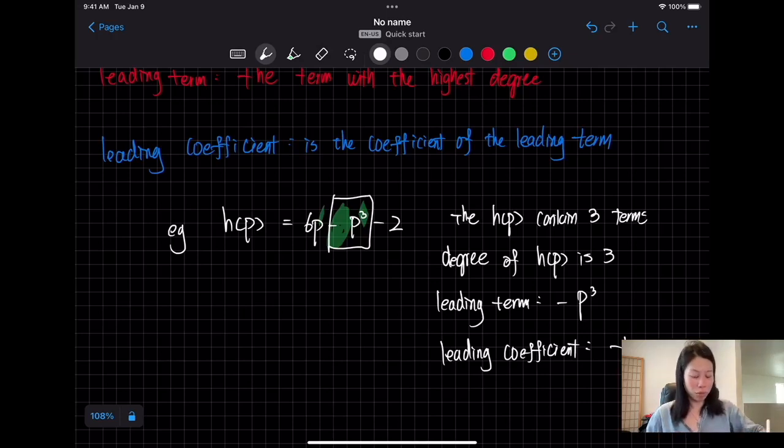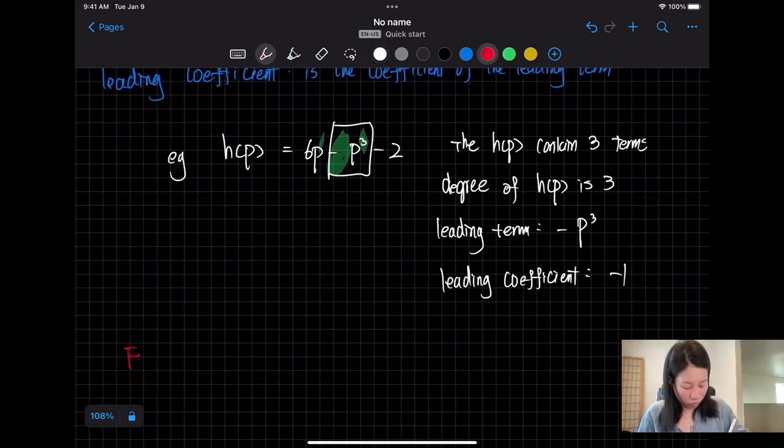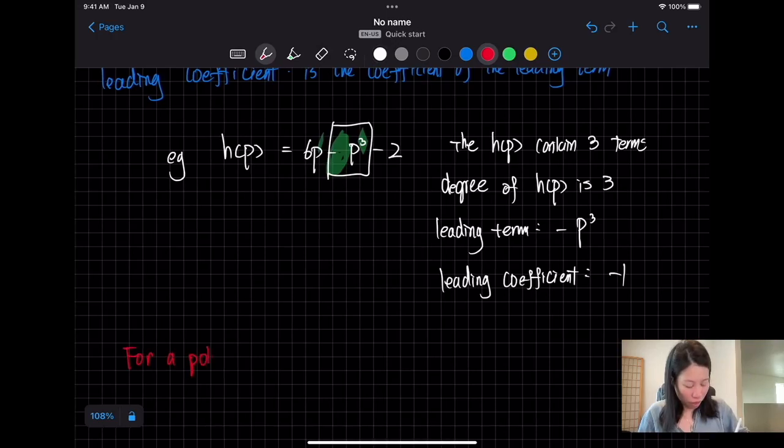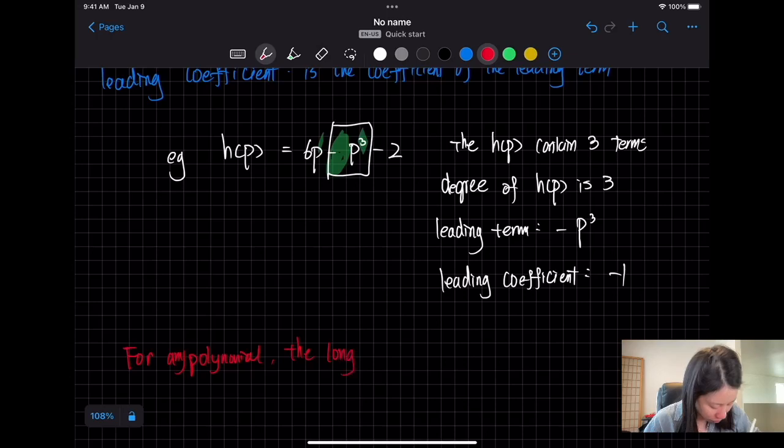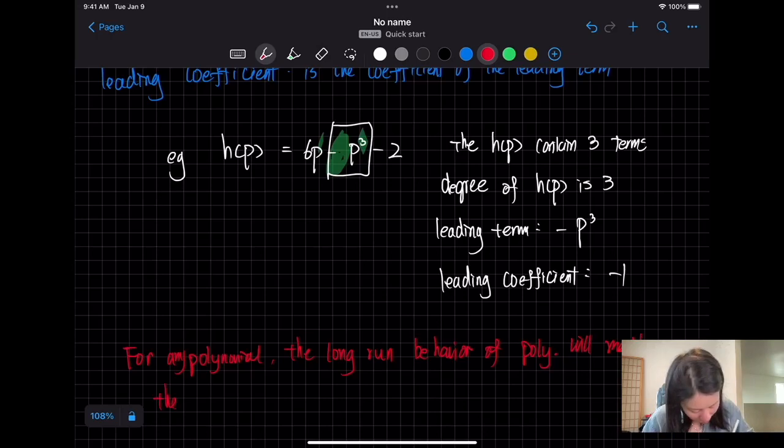For any polynomial, the long-run behavior of the polynomial will match the long-run behavior of the leading term. Okay, so now let's use the h of p example.